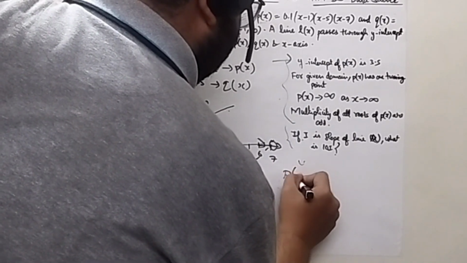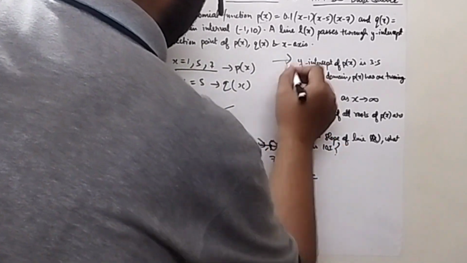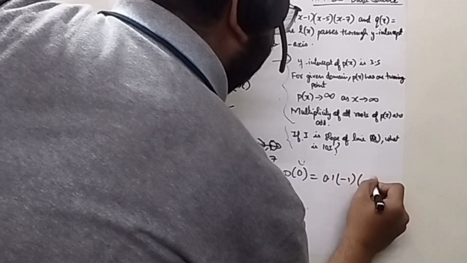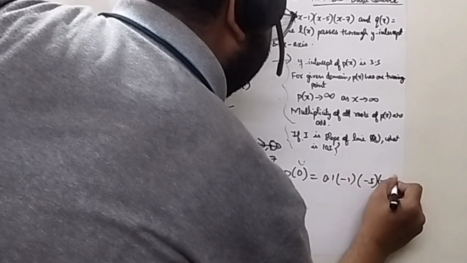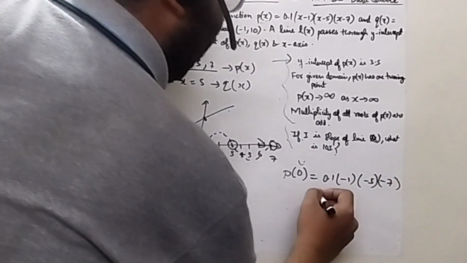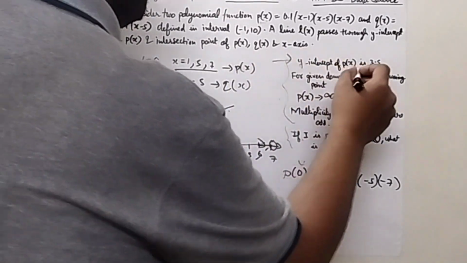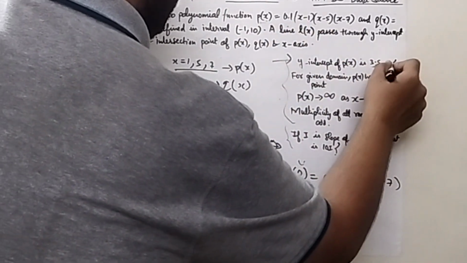So what we will get at x equal to 0, that is p of 0, it will be 0.1 times -1, -5, and -7. So we will get -3.5, but here it is given as 3.5, so it is a wrong statement.